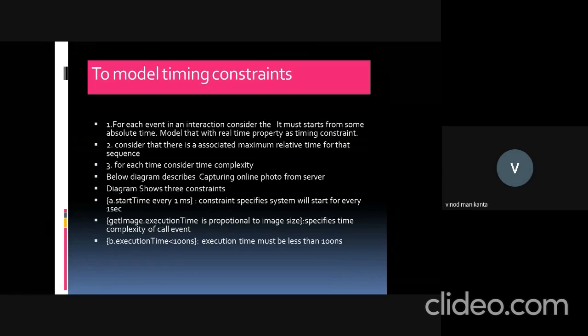Initially, if you want to model timing constraint, first of all, an event should occur with a specified time constraint. After considering an event, we have to consider the maximum relative time for that sequence. Then we have to consider time complexity as well.